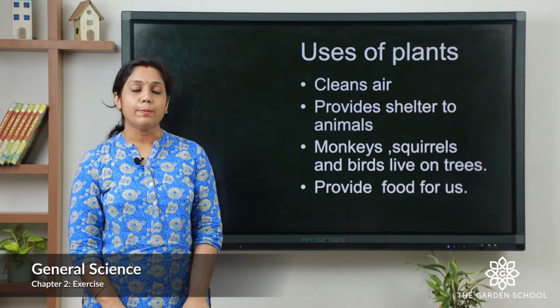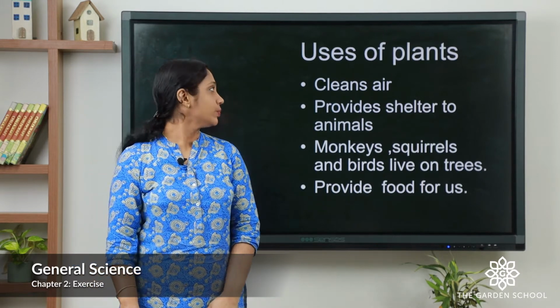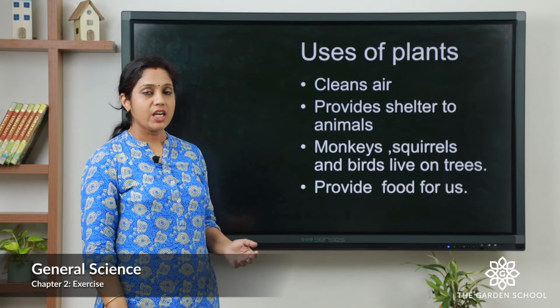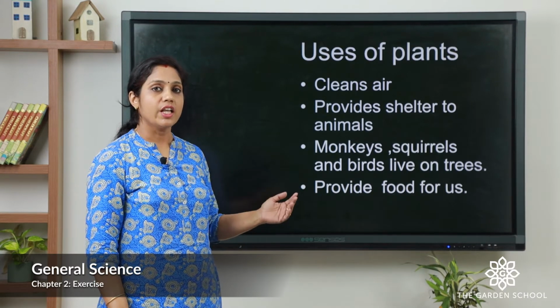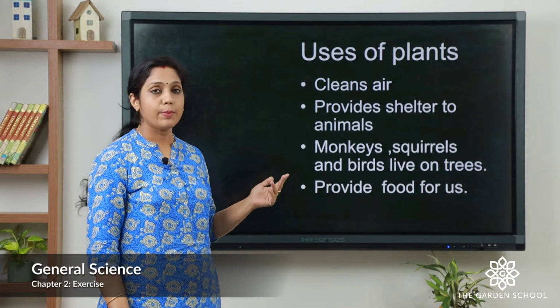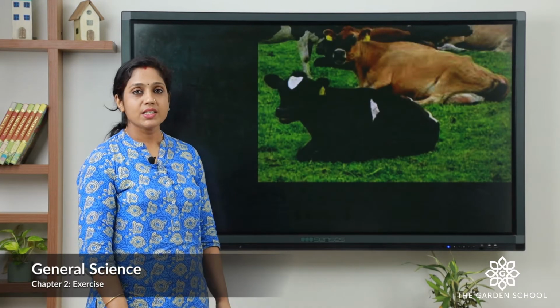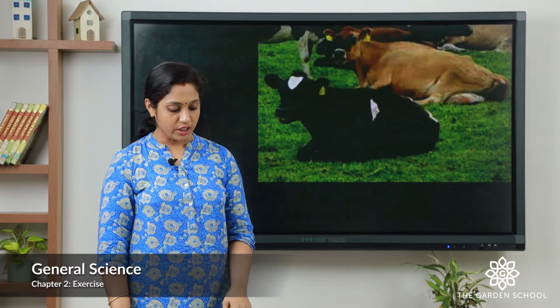We learned that plants clean air. They also provide shelter to many animals. Monkeys, squirrels, birds, they all live on trees, and plants provide us food. Animals like cow, deer, they eat only plants. So if plants are not there, they will not survive.